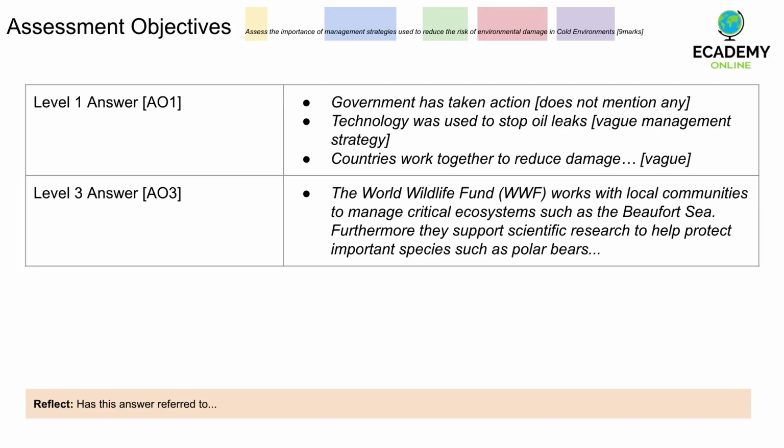There are some more examples as mentioned before. So a level 1 answer, a candidate might say the government has taken action, or countries work together to reduce damage, but doesn't actually talk about which countries, and it doesn't talk about how they are doing it. A level 3 answer might say something like the World Wildlife Fund works with local communities to manage critical ecosystems such as the Beaufort Sea. Furthermore, they support scientific research to help protect important species such as polar bears, and then the answer would continue along those lines.